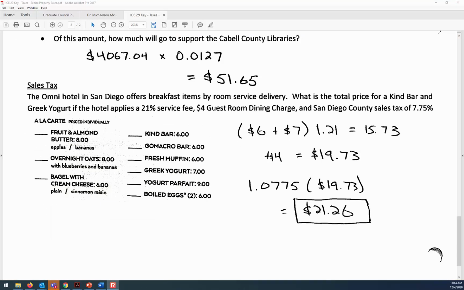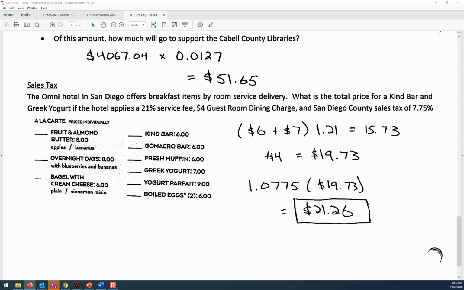All right, so I've got the calculations up on the screen if you want to have a look. So you get the Kind Bar, which is $6, the Greek yogurt, which is $7. So you're looking at a combined total of $13, but then you have to add on the 21% service fee. So you're at $15.73, and then add on the $4 guest room dining charge. And I guess if they're going to charge you that, that's when you know you got to throw the yogurt on the floor that you don't eat. You know, you got to really get your money's worth out of that guest room dining charge. No, you don't do that, but it's a funny thought.